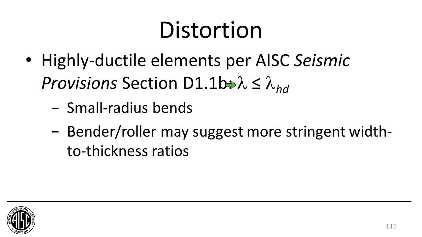And one thing to note on this is that even with those stringent requirements, the bender roller may say, well, I think I can bend this member, but it would be better if you bumped the element thickness up by 1/8 and went to maybe a slightly larger size W14 than what you've got. So that's the type of thing that you can discuss with the bender roller.